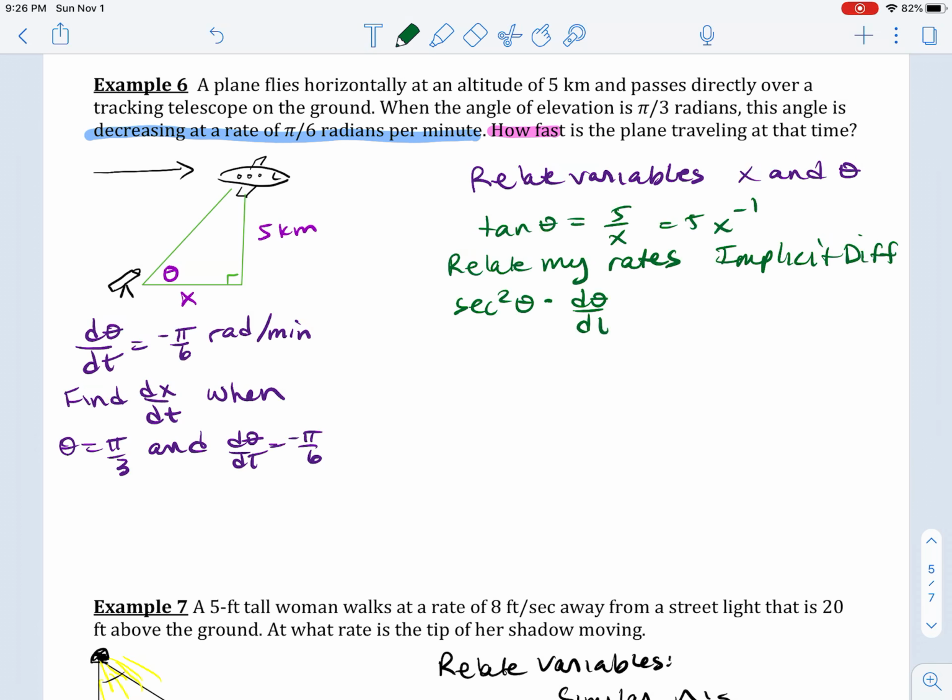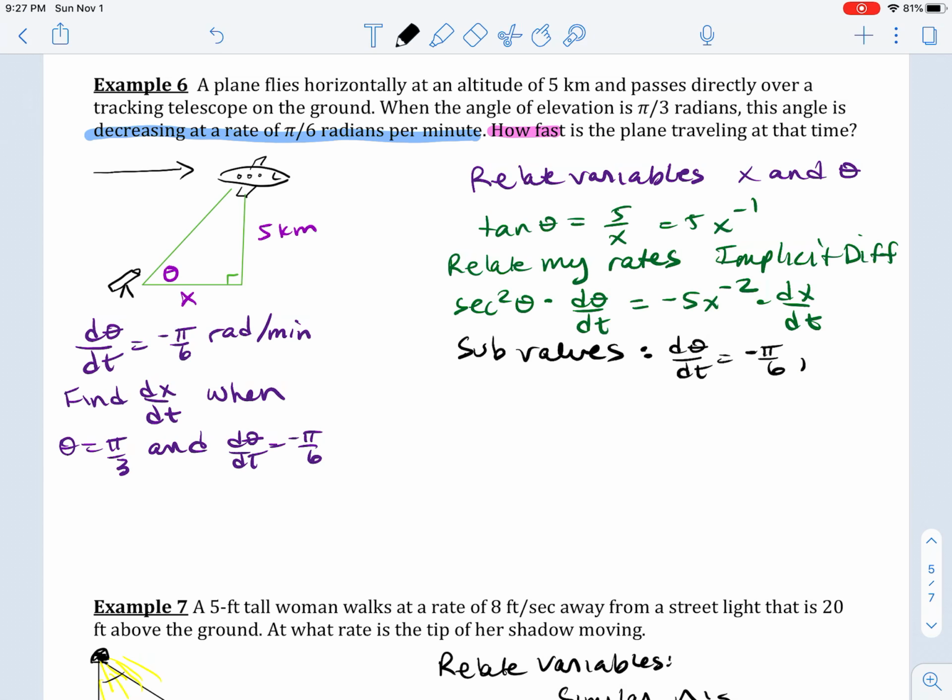All right, so what's the derivative of tangent? The derivative of tangent is secant squared theta, but then the derivative of the inside is d theta/dt. The derivative of 5x to the minus 1 is minus 5x to the minus 2 times dx/dt. Now I want to substitute my values, right?